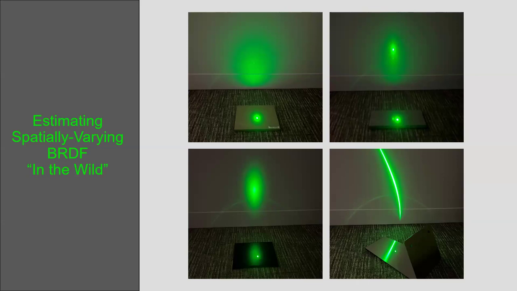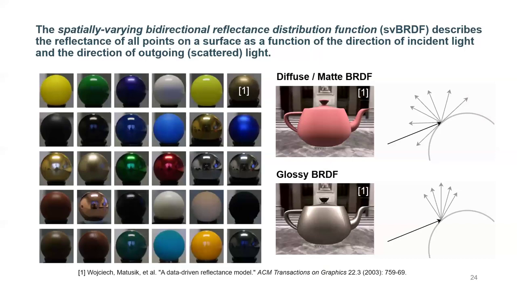The bidirectional reflectance distribution function, or BRDF, is a four-dimensional function that describes the reflectance of a point as a function of the direction of incoming light and the direction of outgoing scattered light. The spatially varying BRDF, or SVBRDF, is a six-dimensional function that simply describes the BRDF at all points on a two-dimensional surface. Knowing the SVBRDF of a surface is critical if you want to be able to describe how its appearance will change as the illumination changes.